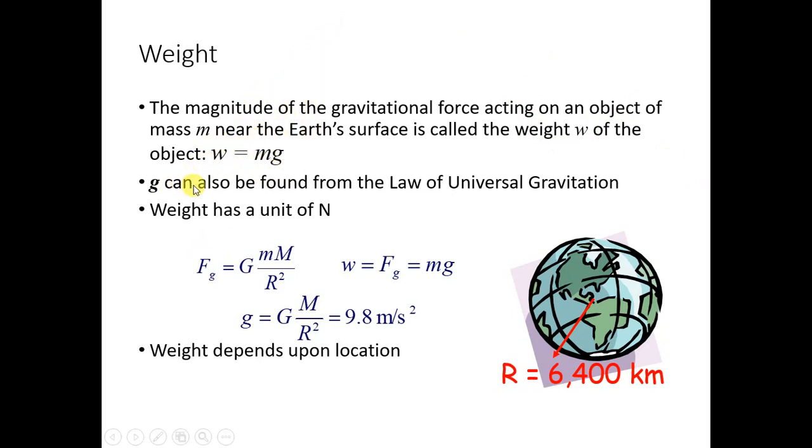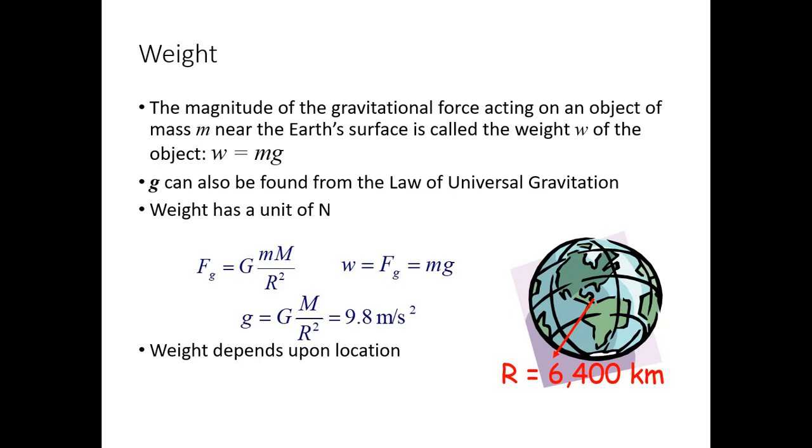So g can also be found from the law of universal gravitation. Weight has a unit of Newton. So Fg is equal to G m1 m2 upon r square. If we need to take the value of weight, we get Fg is equal to m into g. But what do we know about the value of g? If we cancel out the value of g, we will get the mass of the object.